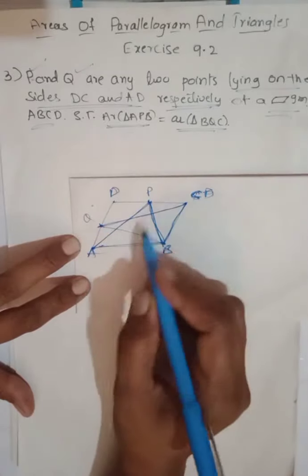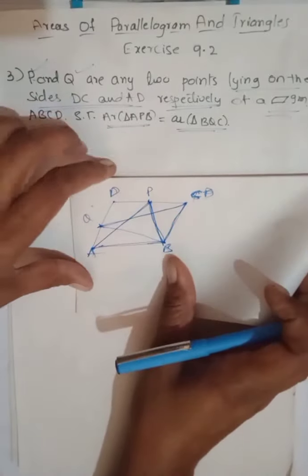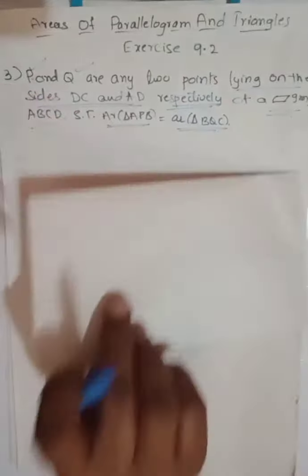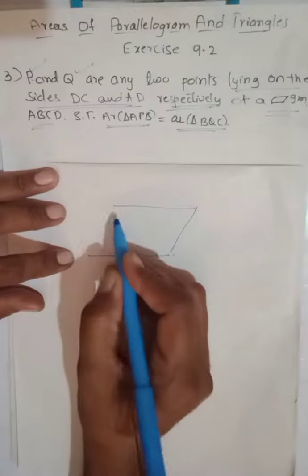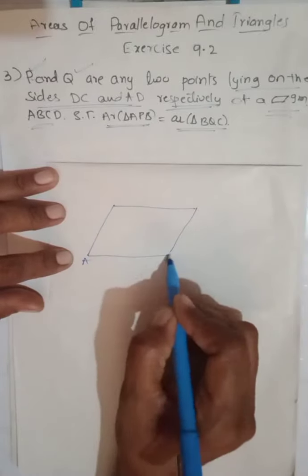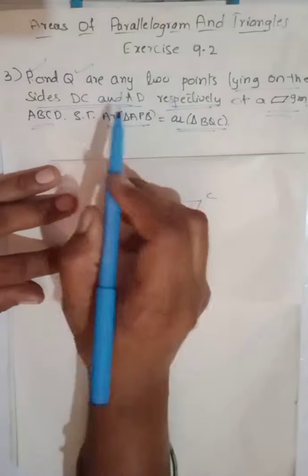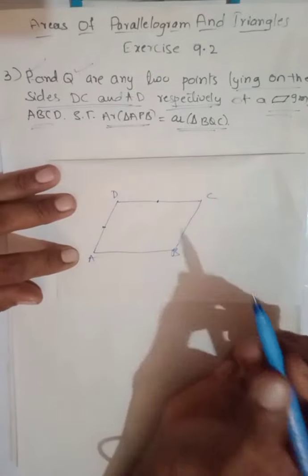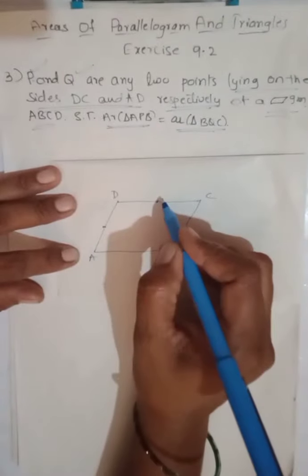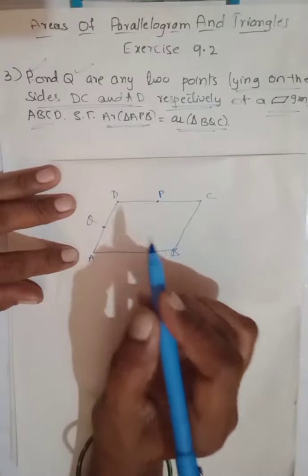When you look at this diagram, immediately you find lots of confusion. You won't understand the diagram. I'll show you once again how to draw the diagram systematically. First of all, you are given a parallelogram and the name of the parallelogram is ABCD. You have sides CD and AD, and on those sides there are two points: P on CD, and Q on AD.